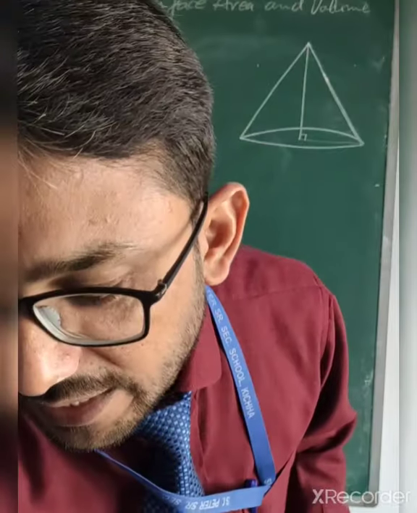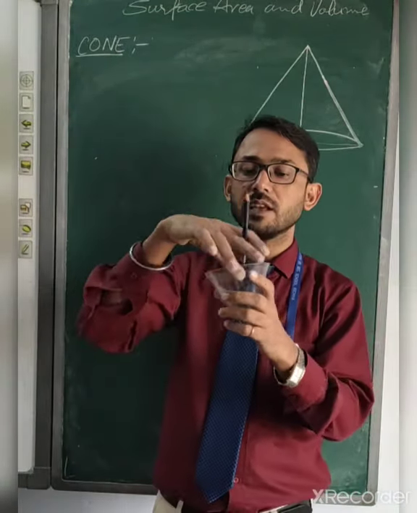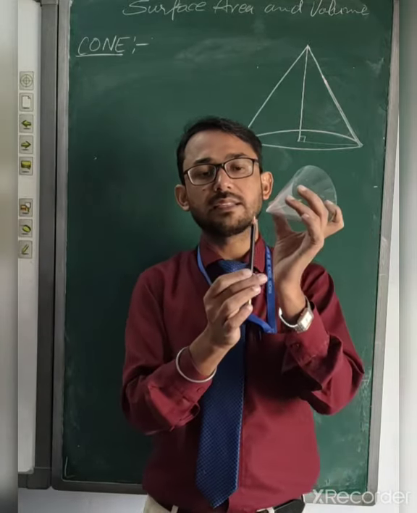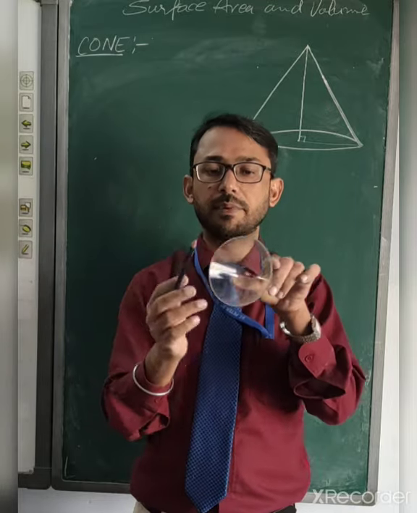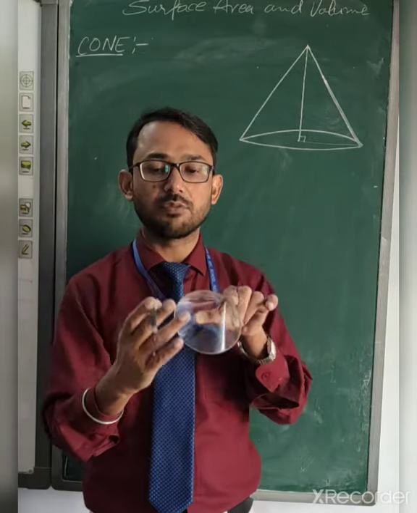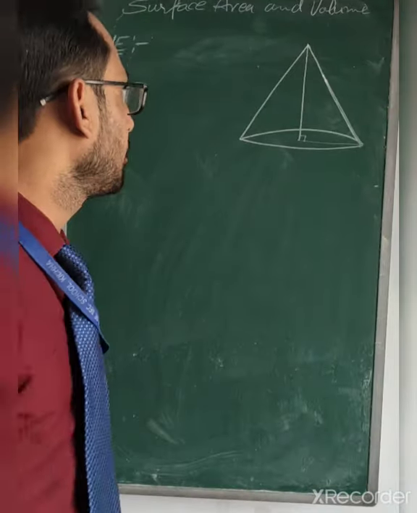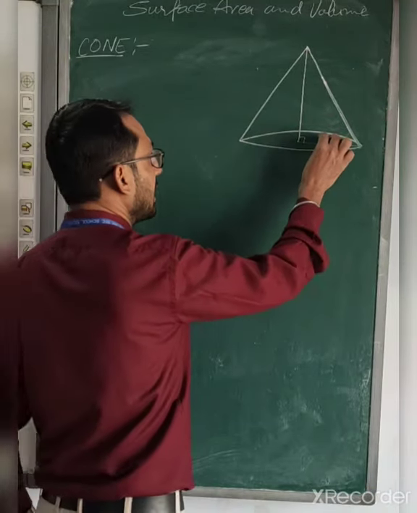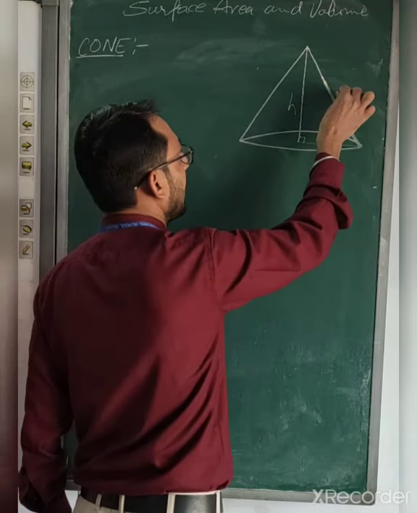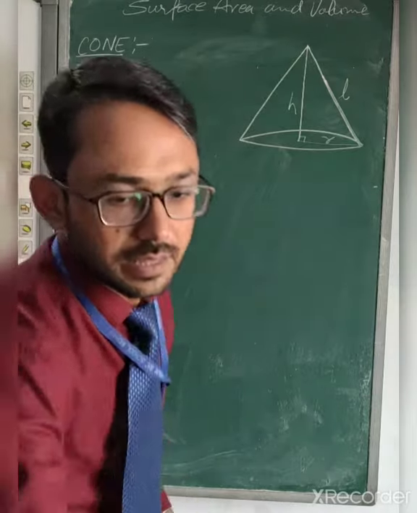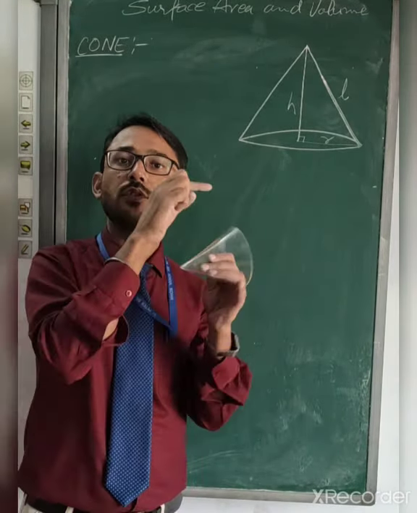Now today's topic is the cone. This is the cone. This is the vertex of the cone and this is the circular part, the base. It is circular. So let us think about the cone. It has the radius of the cone, height of the cone and slant height of the cone. This length is said to be the slant height of the cone.